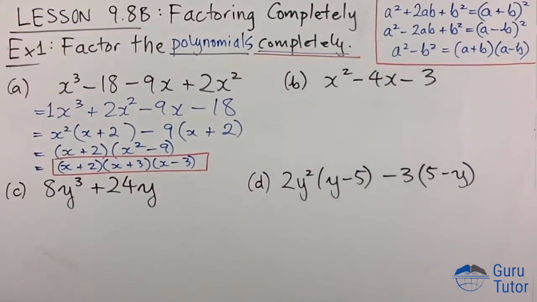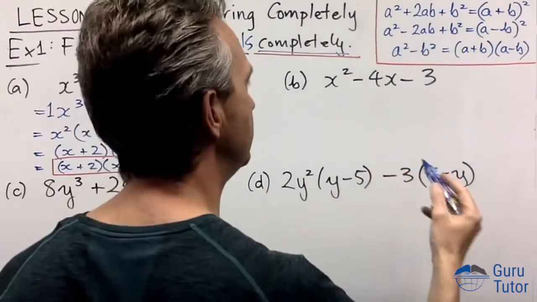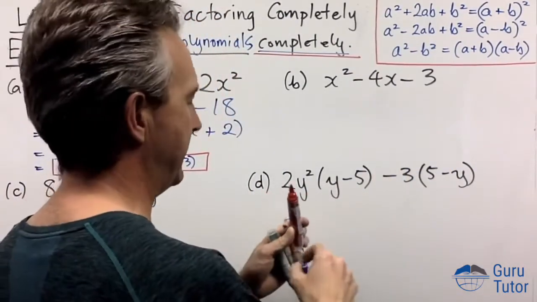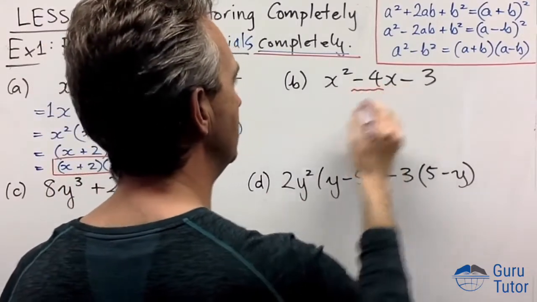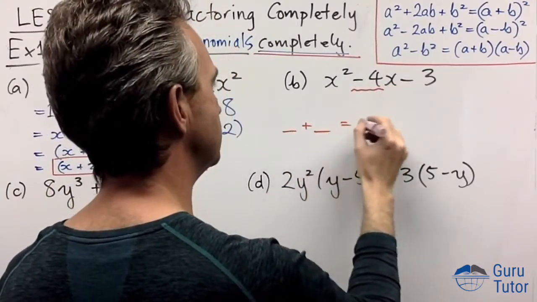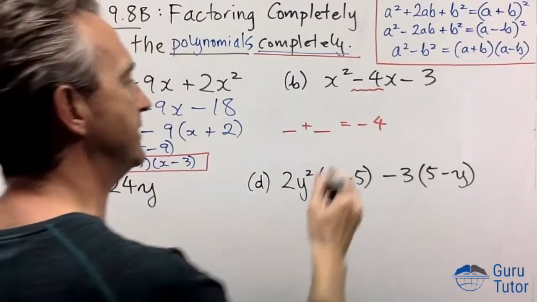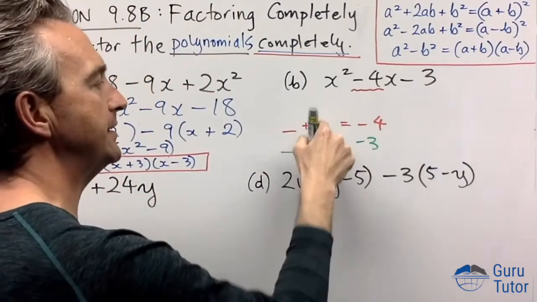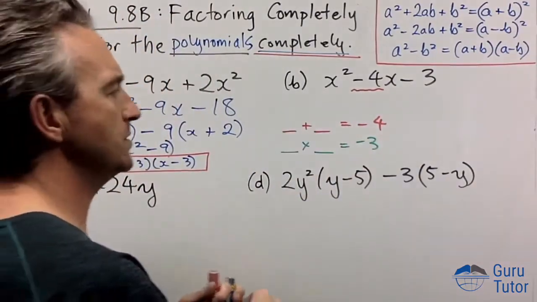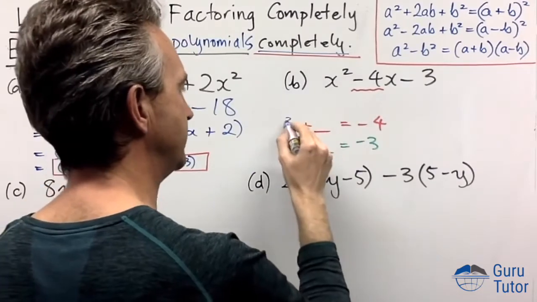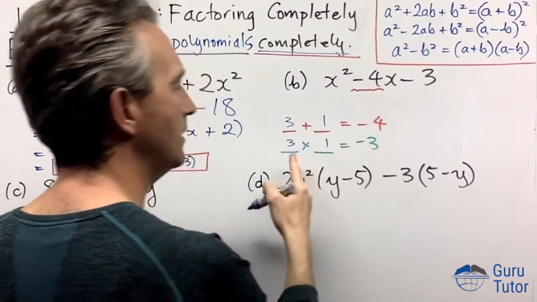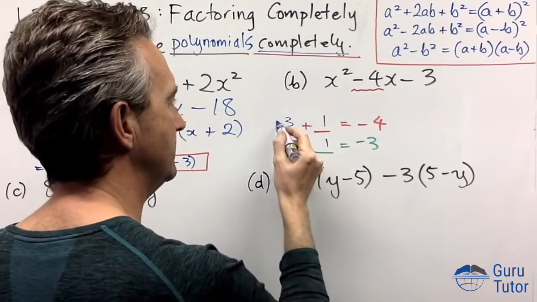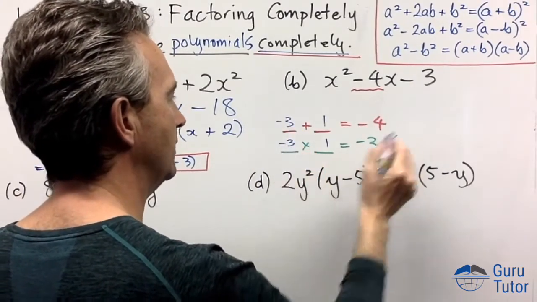Very important word there. B, we've got a trinomial. Okay, well, we need two numbers that add to give negative 4. Two numbers plus two numbers. And two numbers that multiply to give negative 3. And these have to be the same, and these have to be the same. Okay, what times what equals 3? Oh, 3 and 1. Easy. That times that equals a negative, so one must be negative, one must be positive. Okay, negative 4. That works.